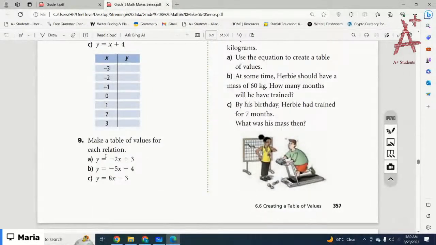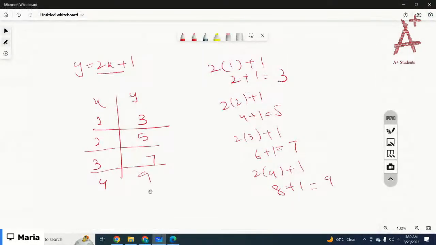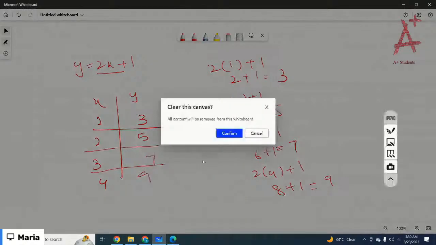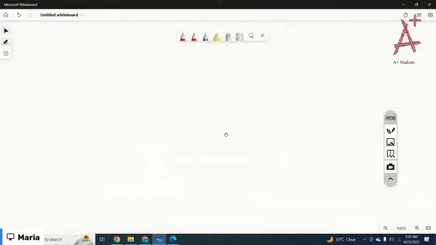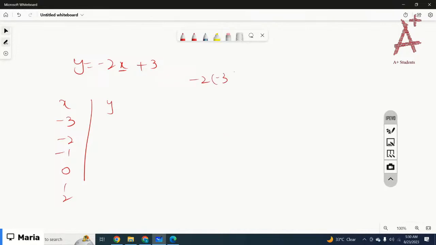Make a table of values for each relation. y equals negative 2x plus 3. You have to make a table of values. Just put different values of x and calculate the values of y. You can also put some negative values. Let's start with negative 3. Negative 2 times negative 3 plus 3. Minus times minus is plus, 3 times 2 is 6, plus 3, 9.